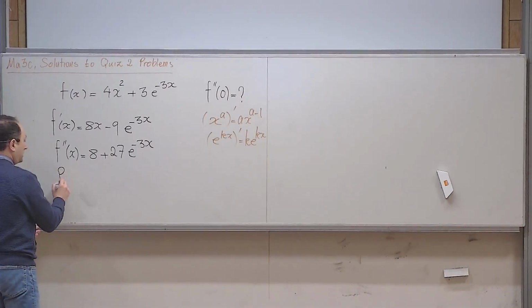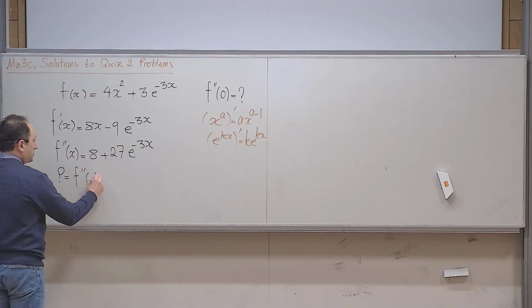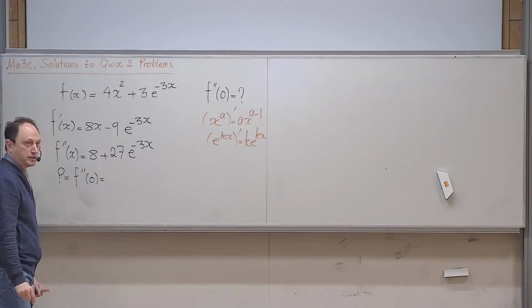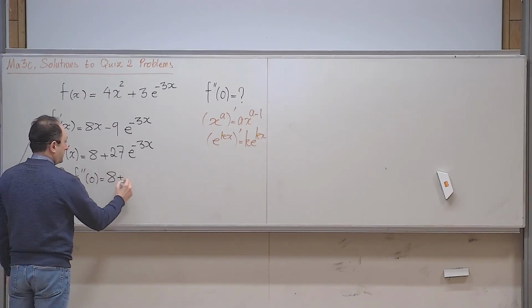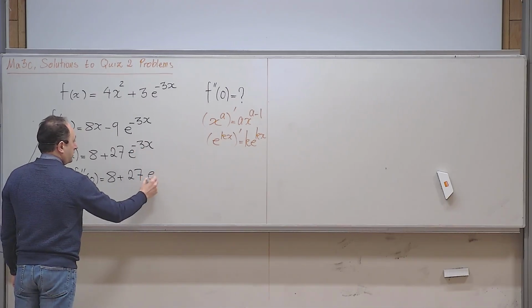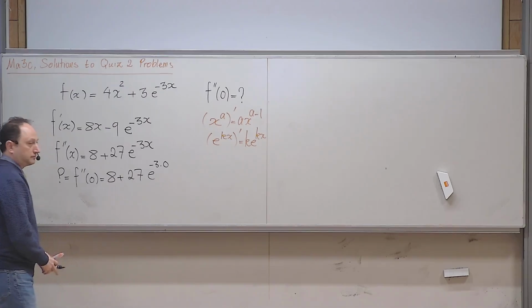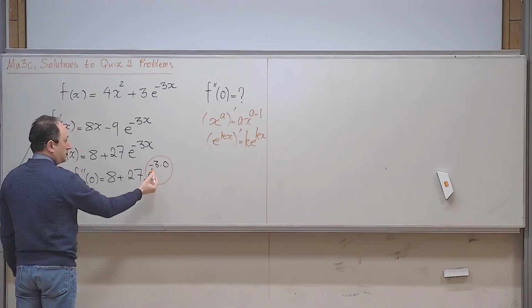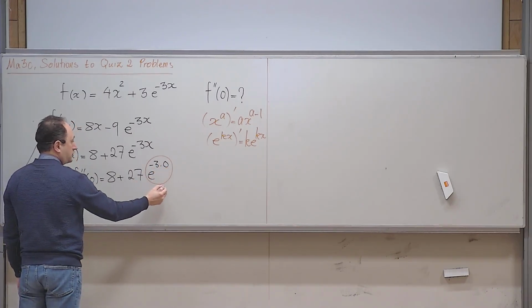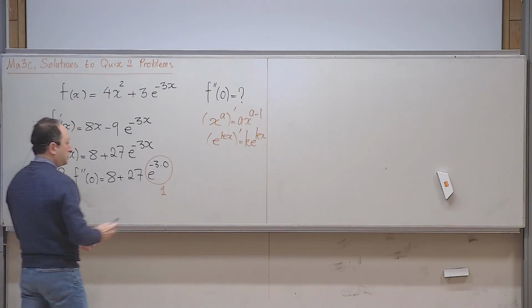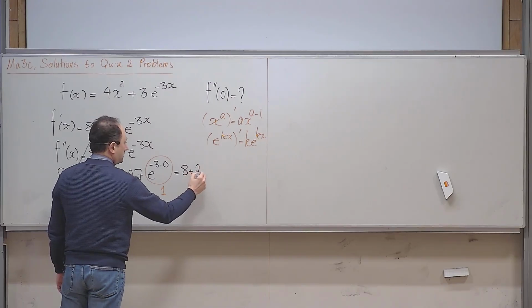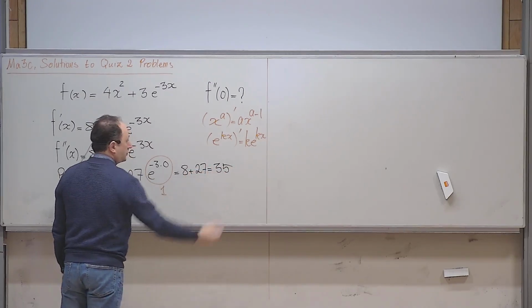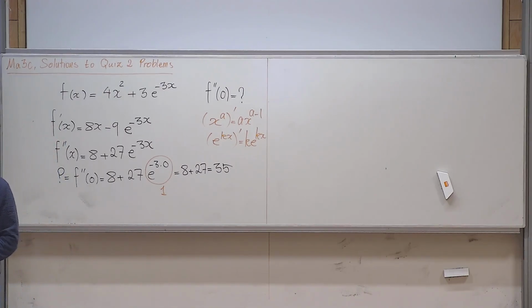My question is to calculate f double prime of 0. So this means every x should be replaced by 0 now. There is no x here. And this becomes e to power minus 3 times 0. But what is this number? Minus 3 times 0 is 0. E to power 0 is 1. So the answer becomes 8 plus 27. So the answer becomes 30. As simple as that. So the answer to the first question is 35. Yes? Do you have any questions?